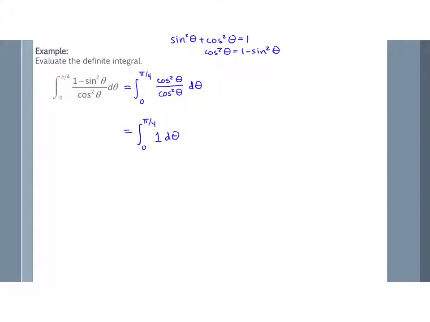Now just a little notational thing. We don't have to write the 1 there. We could just write the integral from 0 to pi over 4 of d theta. And if we do that, it's implicit that the integrand is 1. So if we integrate 1, we obtain x, and this is from 0 to pi over 4. Substituting our upper and lower limits of integration in for x, we obtain just pi over 4.